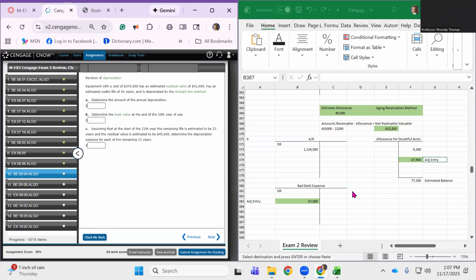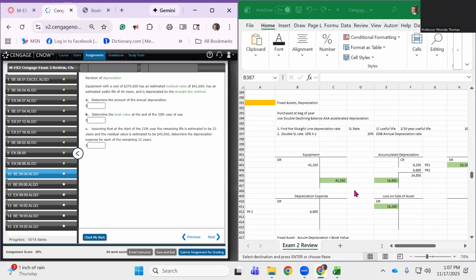We're moving on now to fixed assets. Fixed assets. So depreciation is not a reduction of value in the asset. It's actually expensing the asset over time. So be careful.